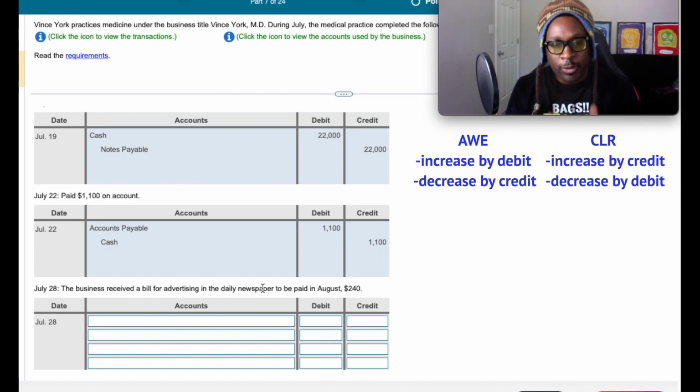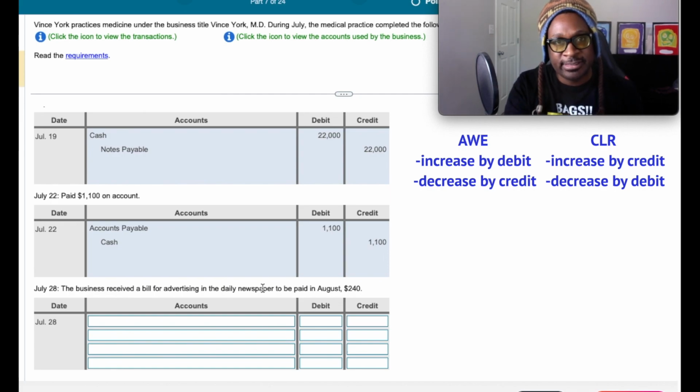Now, what accounts are affected from here? Advertising is an expense. And since we received this bill, our expenses are now going up. Since expenses are part of the all gain and it's going up, we have to debit this expense, gang. Advertising expense. Now, it's expected to be paid next month. So what does that mean? We still owe. And since we still owe, we have to create a liability. So our liabilities are going to go up. Now, which liability is going to go up?